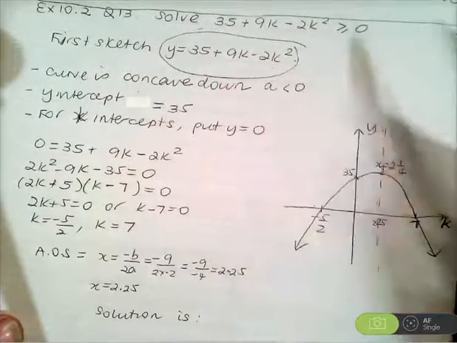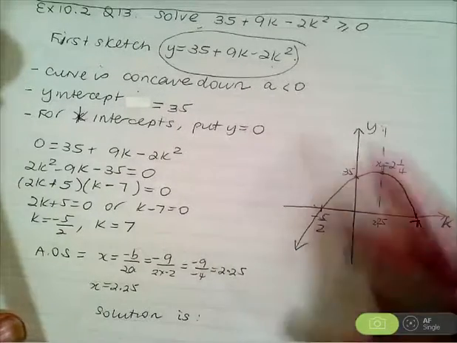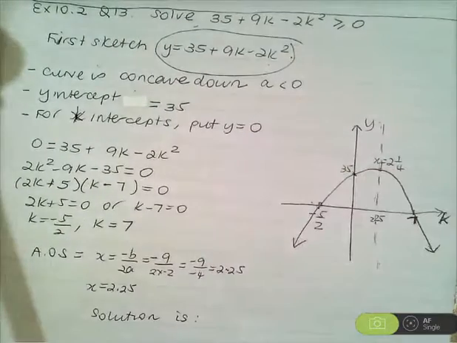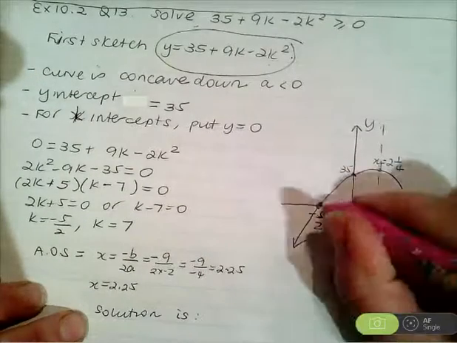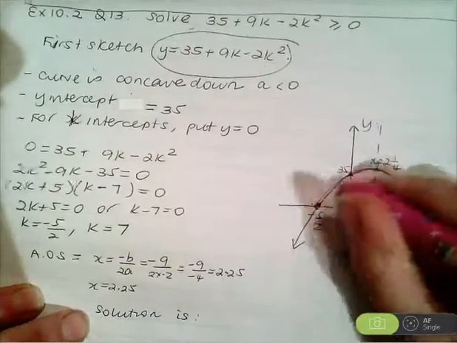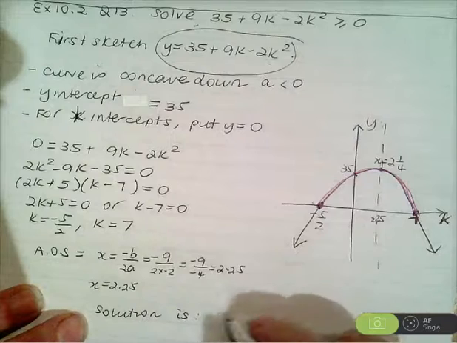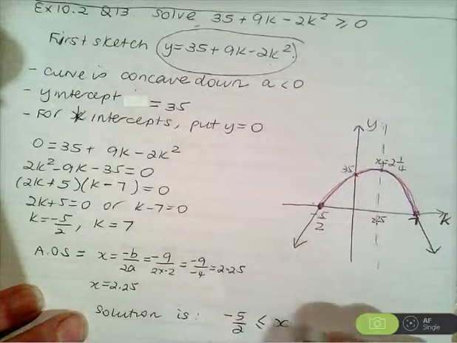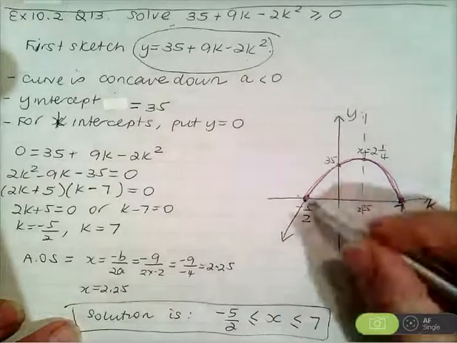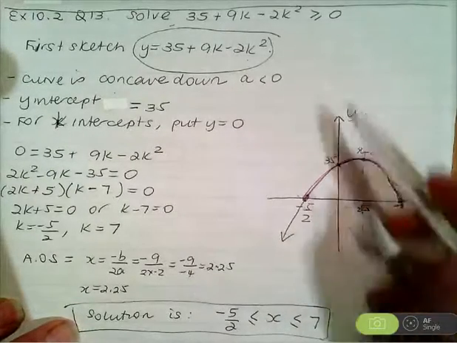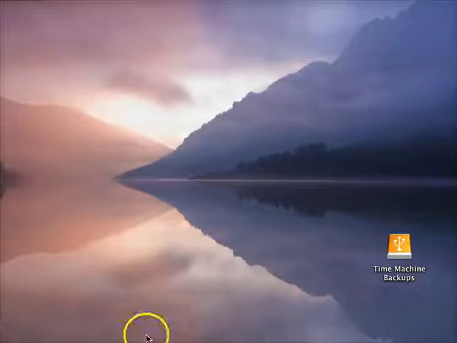Now the question says to solve 35 plus 9k minus 2k squared greater than or equal to 0. So where is this parabola greater than or equal to 0? It is equal to 0 on the line, and it's greater than 0 above the line. So the solution is negative 5 on 2 is less than or equal to x, which is less than or equal to 7. So it includes both the negative 2.5 and the 7 because we've got a greater than or equal to here.